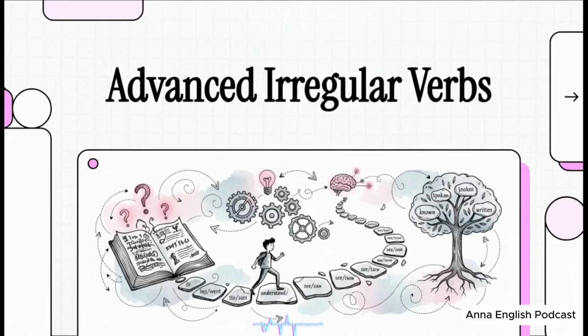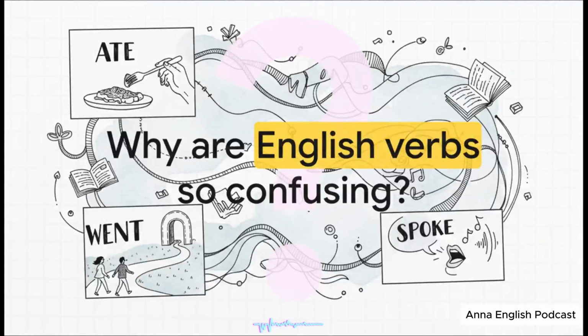I'm talking about irregular verbs. But don't you worry, because by the end of this, you'll have a super simple and powerful strategy to finally master them. You know, if you've ever felt completely confused by verbs like ate, or went, or spoke, you are definitely not alone, I promise. It's a huge challenge for pretty much every learner. So let's figure out what's going on.